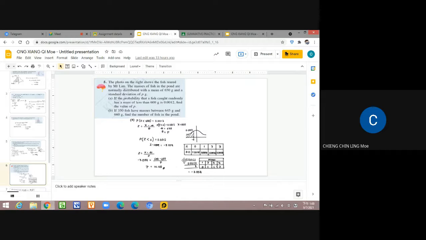As we refer to the standard normal distribution graph, the Z score is located at the left side of the graph. So there's a negative value for the Z score, which is negative 3.034. Once we get the value of the Z score, we can find the standard deviation, which is P, by substituting all the information into the formula Z score equals S minus mean, divided by the standard deviation, which is P. Thus, the value of P is equal to 16.48. Next, we proceed to question B.